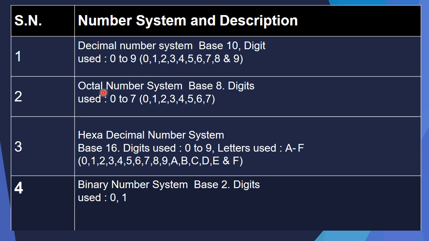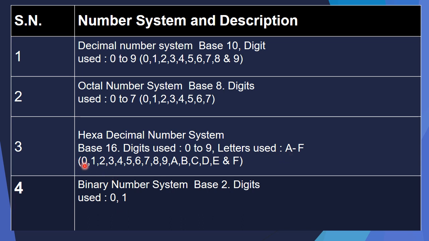And the second one is what? Octal number system. Base is 8 and the digits used in this number system are 0 to 7: 0, 1, 2, 3, 4, 5, 6 and 7. And the next is the hexadecimal number system, that is base 16, and the digits used over here are 0 to 9 and the letters used are A to F.